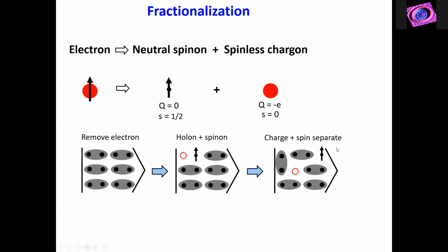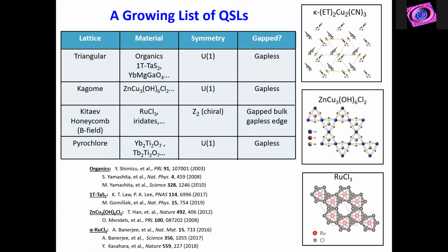A way to see that using a simple cartoon is, let's consider this resonating valence bond state here on the left. If I pluck out an electron, that leaves behind a positive hole, a neutral spinon here, and you can see how by rearranging the bonds of the singlets, this holon and the spinon can start moving around, and so they separate from each other. That sort of gives you a sense of how charge and spin can separate in a quantum spin liquid, without a bunch of fancy equations.